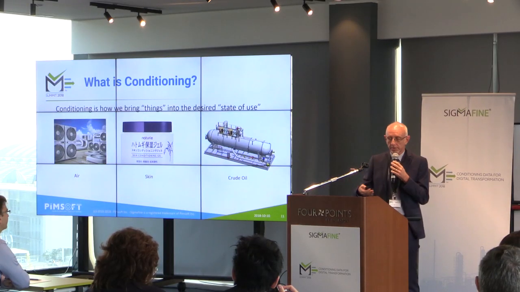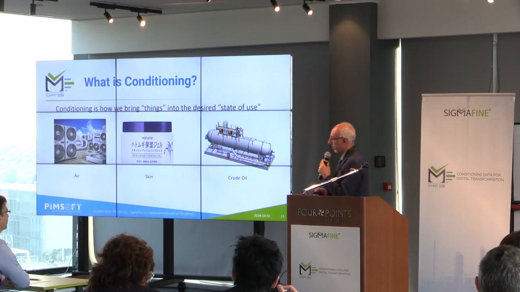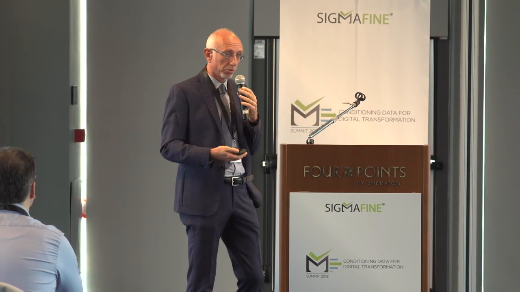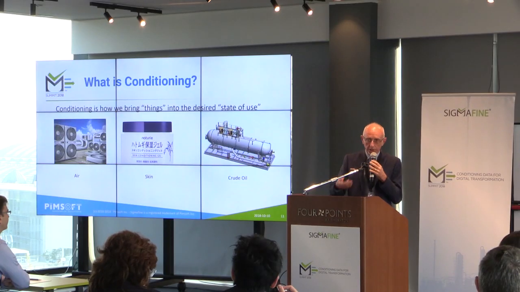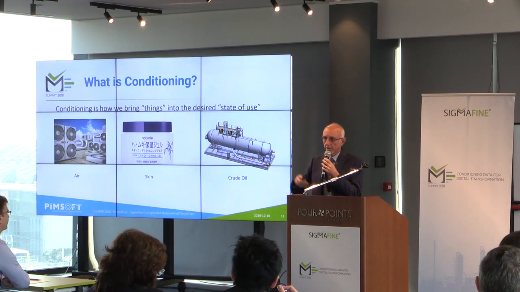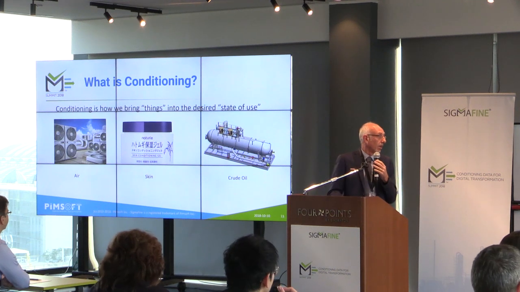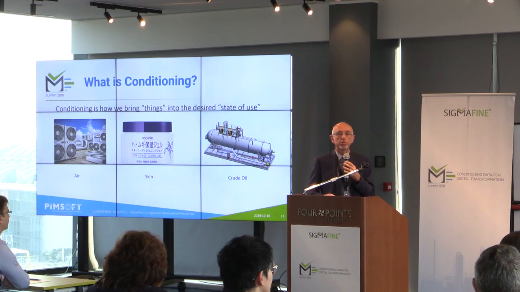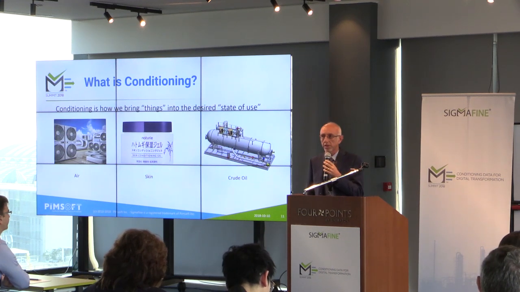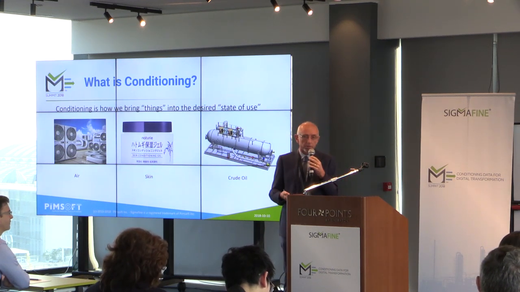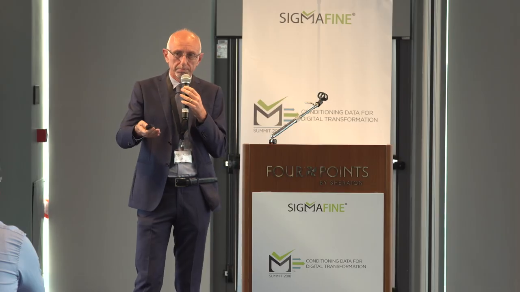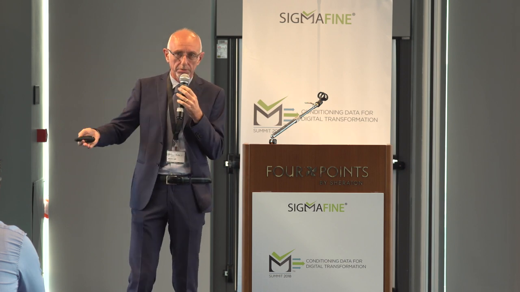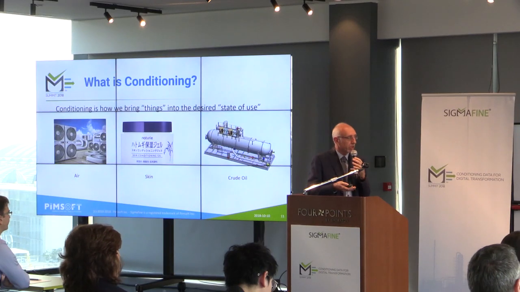There are data validation, Gaussian error detection, and tracking algorithms. All this set of tools is conditioning the data set in order to make the data set ready to be processed. So basically conditioning is how we bring things into the desired state of use. What is this state of use? This is about you. You know what your state of use is. This may be different industry by industry, but conditioning is this action.